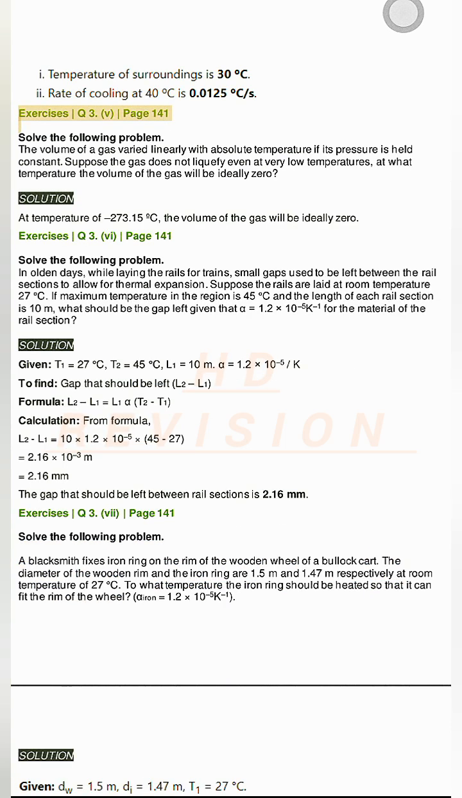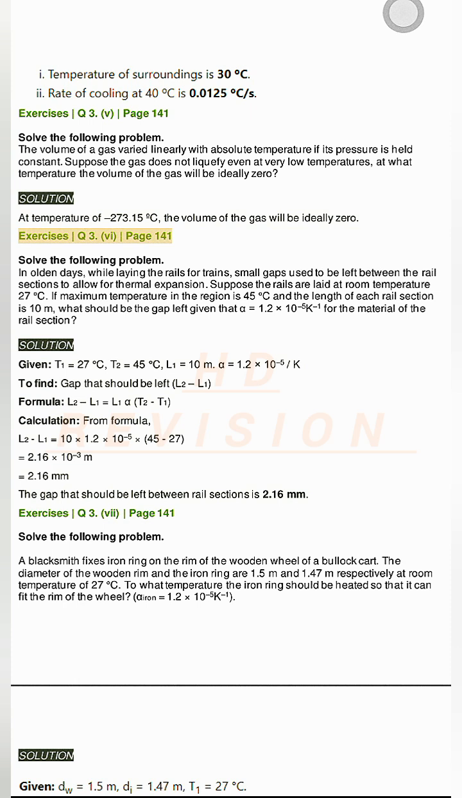Solution. Exercises Q3. B page 141. Solve the following problem. The volume of a gas varies linearly with absolute temperature if its pressure is held constant. Suppose the gas does not liquefy even at very low temperatures. At what temperature will the volume of the gas be ideally zero? Solution. At a temperature of minus 273.15 °C, the volume of the gas will be ideally zero.